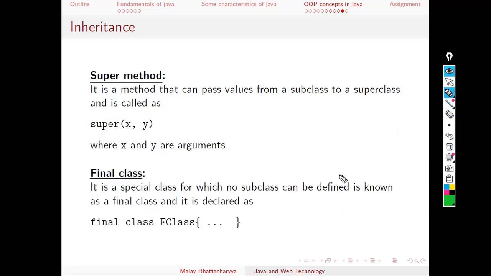Then we have another keyword called final. If you define a class as final, that particular class cannot be inherited. That means it cannot serve as a base class to another class. That is the final version of that class and it cannot be extended any further. That is when we define a class as final.